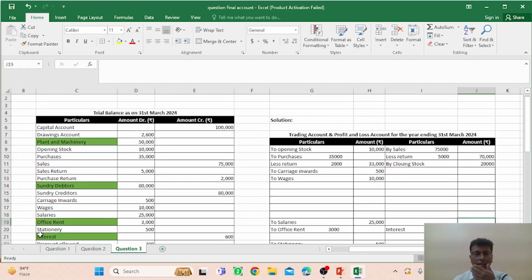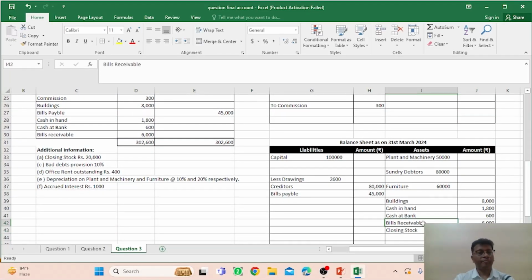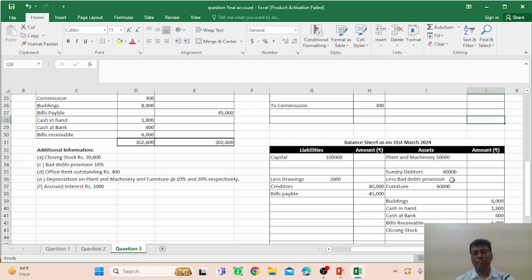20,000. And on the asset side, it is to be shown as closing stock. Bad debts provision, that is 10%, right? So, less bad debts provision, that is 10%, right? So 80,000 you have to solve on this particular figure, 10,000. So 10% of 80,000 is rupees 8,000, and the balance would be written in the outer column.